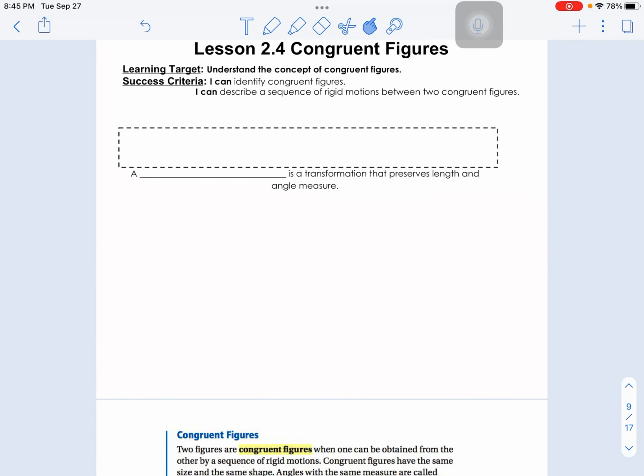All right, guys, today we are going to look at lesson 2.4, which is congruent figures. So our learning target today is to understand the concept of congruent figures. Our success criteria: I can identify congruent figures and I can describe a sequence of rigid motions between two congruent figures.